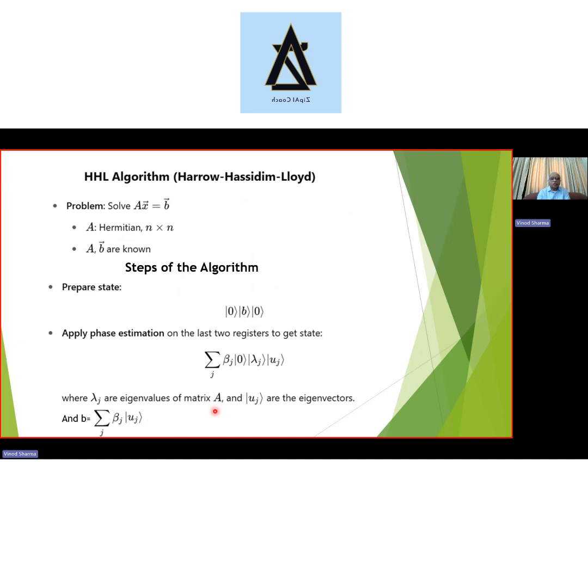The uj are again the eigenvectors of A. Why we can write any b in this form is because A is a Hermitian matrix. If A is a Hermitian matrix, then we can find eigenvectors of A which form an orthonormal basis in this space. Therefore, any vector b can be represented in this form. So starting here, applying phase estimation on these two registers, we get this state.